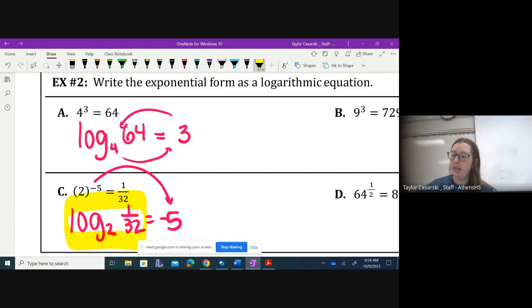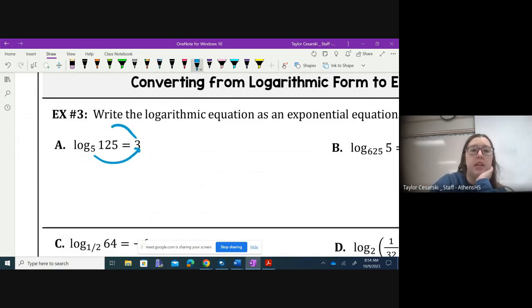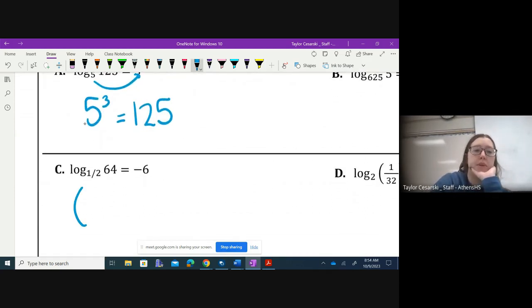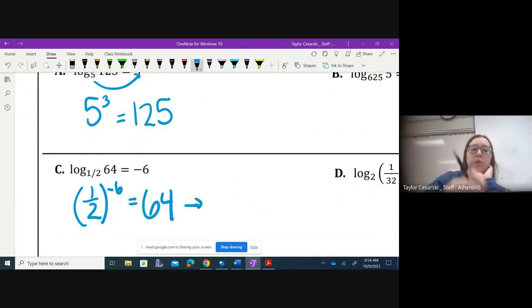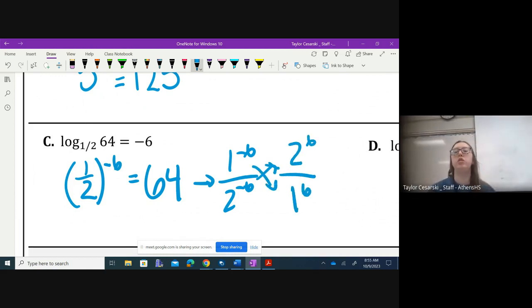Okay, all right, let's go the other way now. Same idea here. I start at the base, to the outside, back to the inside. So this would look like 5 to the 3rd equals 125. Okay, this would be 1/2 to the -6th equals 64. Let's just remember what we do with negative exponents and why this works. So this would be 1 to the -6 over 2 to the -6, which then could swap places because they're negative exponents. So 2 to the 6th does equal 64. 2 to the 5th is 32. Multiply it by 2 one more time. Divided by 1 to the 6th, well, 1 to the 6th is just 1.